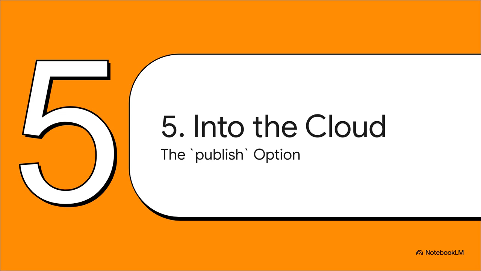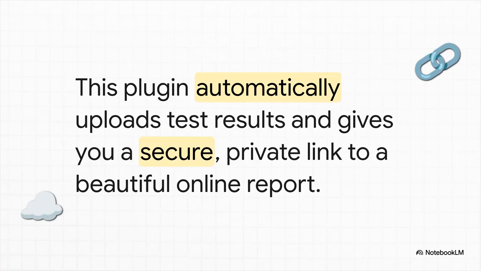All right, so we've totally mastered generating local reports, but there's one more really powerful option I want to show you, and this one takes your reporting online, into the cloud. Cucumber has a publish option built right in. When you turn this on, as soon as your tests finish, it automatically uploads the results and gives you a secure, private link to a beautiful online report. This makes sharing and collaborating on results with your team so much easier.